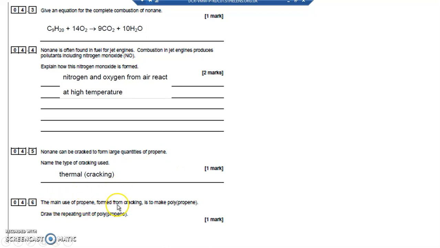The main use of propene formed from cracking is to make polypropene. So what you do is you draw out propene with a carbon-to-carbon double bond and a carbon going up, and then you break the double bond and join them together. So the repeating unit, you can see what's happened here. There's been a carbon-to-carbon double bond in the propene, 1, 2, 3 carbons in propene. The carbon-to-carbon double bond is broken, and a bond has gone either side to make a really long polymer chain of polypropene.